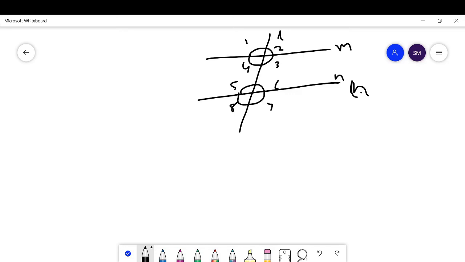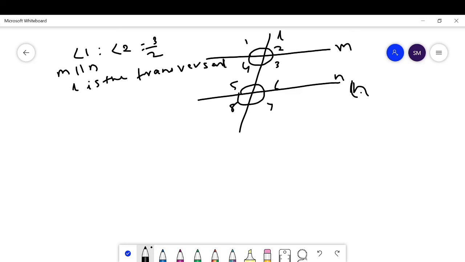Then the condition is given: angle 1 is to angle 2 is equal to 3 upon 2. We have to find out all these angles. Here M is parallel to N and L is the transversal. Angle 1 is to angle 2 is 3 upon 2. We have to find the measures of angles 3, 4, 5, 6, 7, 8.